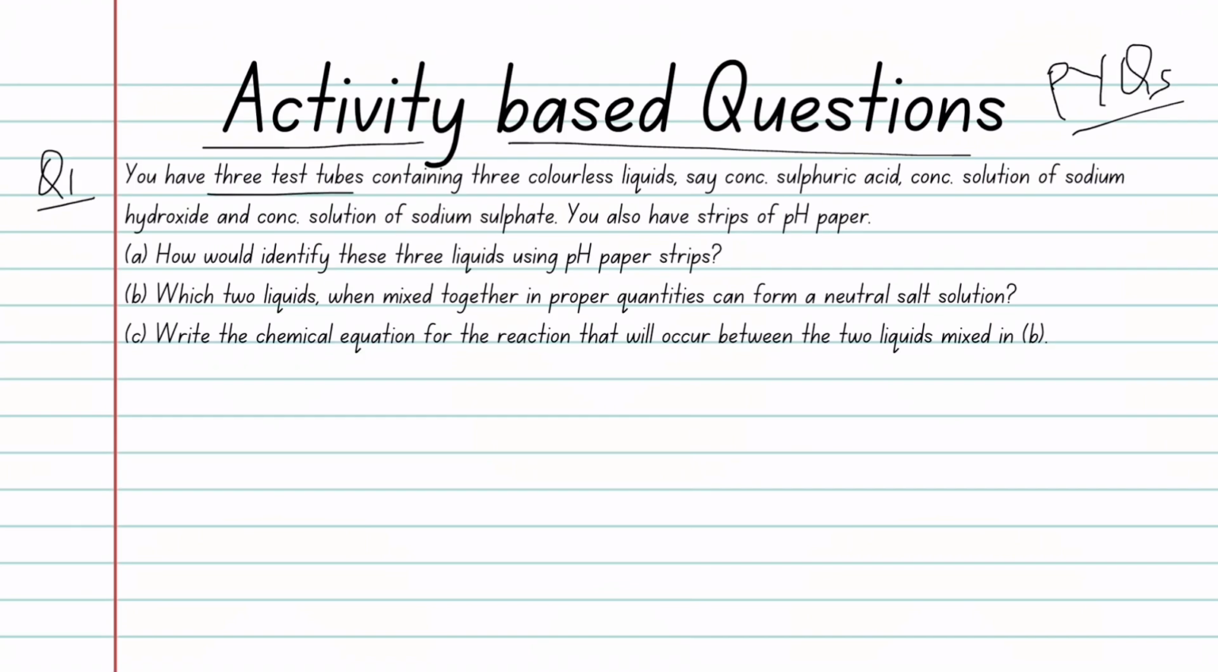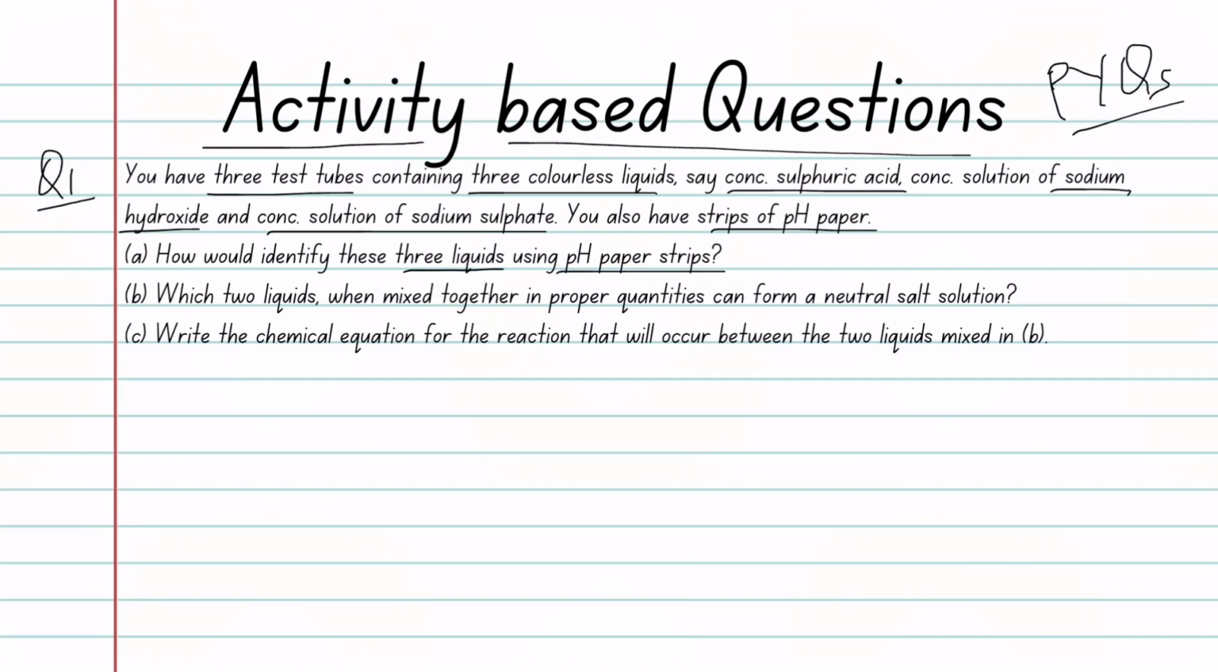We have 3 test tubes containing 3 colorless liquids. One is concentrated sulfuric acid, the other one is concentrated sodium hydroxide, and third one is concentrated sodium sulfate. We don't know which one is which. We also have strips of pH paper. How would you identify the 3 liquids using pH paper?